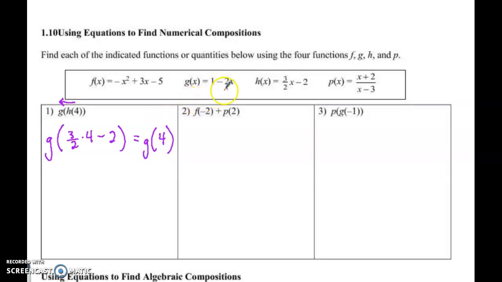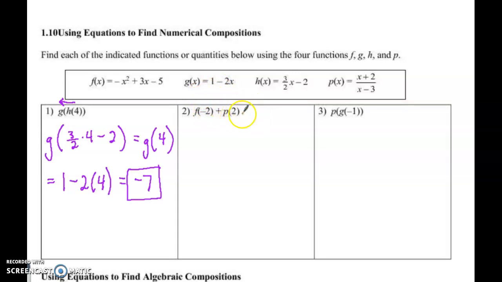So that's telling me to go to my g function and plug 4 in for x. So we're looking at 1 minus 2 times 4. Order of operations says 1 minus 8, because you have to multiply, to get negative 7. All right. And you may remember doing these types of problems in Algebra 2. I haven't taught from a textbook in Algebra 2 in a while, so I don't recall off the top of my head.